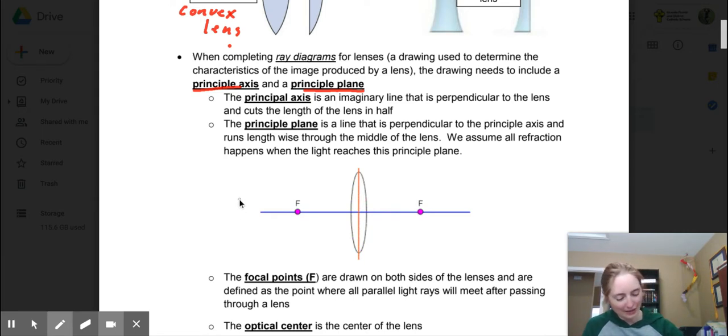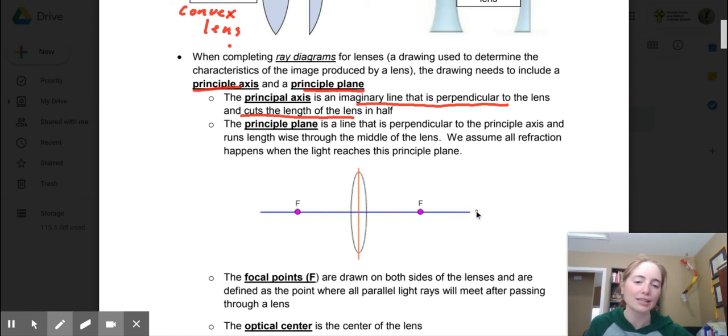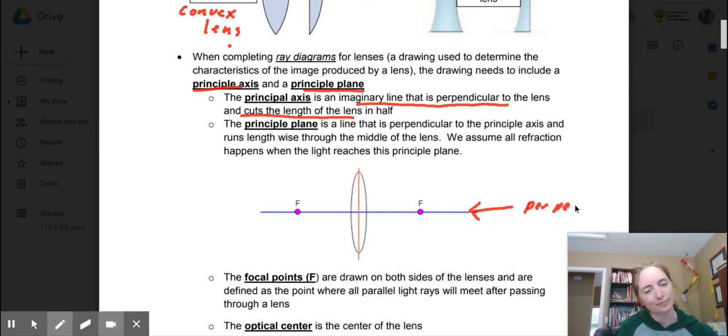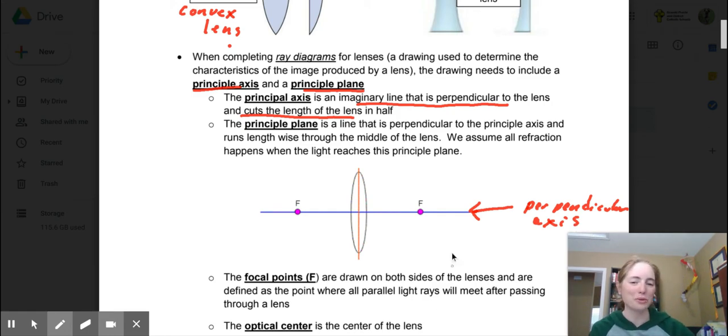So the principal axis is going to be an imaginary line that is perpendicular to the lens and cuts the length of a lens in half. So that is this guy here. Okay, so that's a very useful piece that we're going to be using. We're going to be assuming that for our purposes, all of the objects we're going to be looking at through our lenses are going to be sitting on this thing, and our focal points are also going to be on that as well.